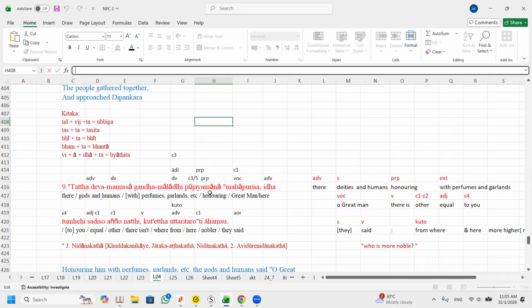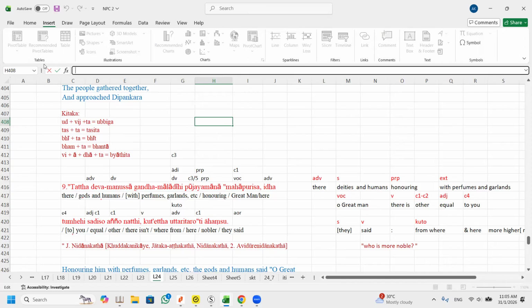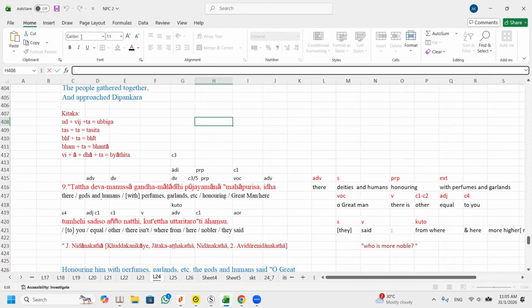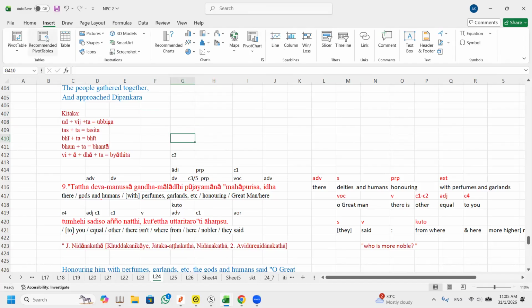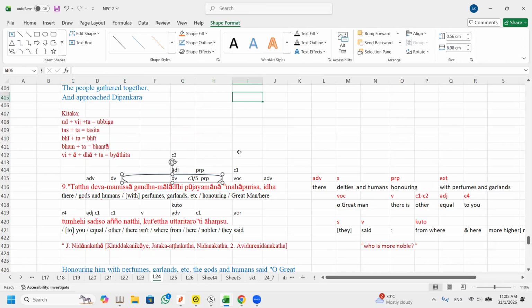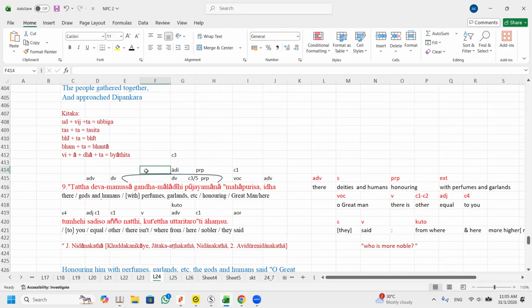In this case, can you see this word and this word? Deva, Manusa, and then this one is another. This is also a long A. This long A and this long A is GCN. This one is a subject. I put GCN here so that you can know GCN.